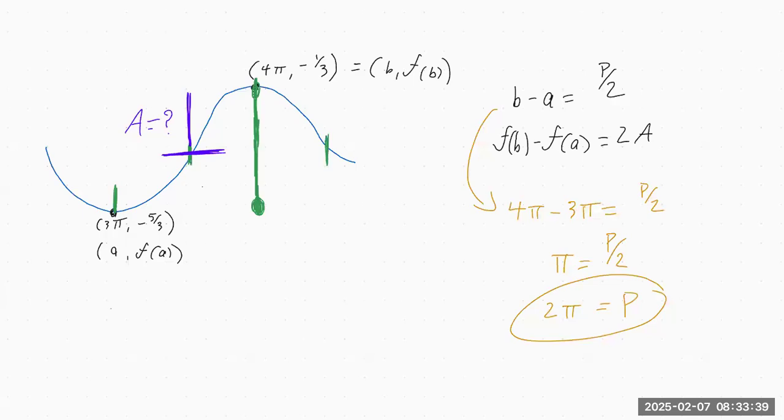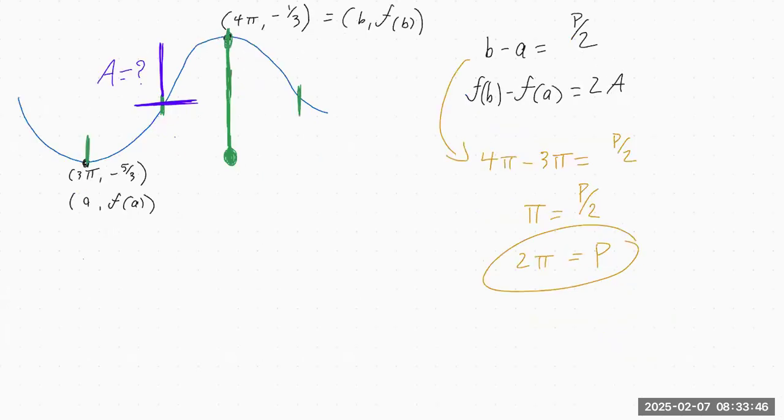All right, so now let's do the same thing for amplitude. So we know f of b minus f of a is 2 times the amplitude. We know what f of a and f of b are, and be careful because we're working with negatives here, so always be careful subtracting negatives. It's easy to forget a minus or a negative sign somewhere. So f of b is negative 1/3. f of a is going to be negative 5/3.